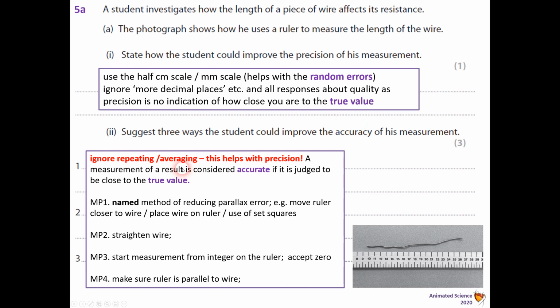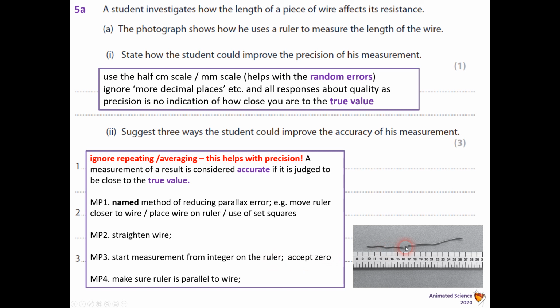They don't want anything about repeating or averaging because that helps with the precision. And a measurement or result is considered accurate if it's judged to be close to the true value. So we're looking at marking point 1, parallax error, something like that. Place where the wire is, where you're measuring it. Straightening the wire, it looks pretty crooked. Start the measurement from an integer on the ruler or 0.